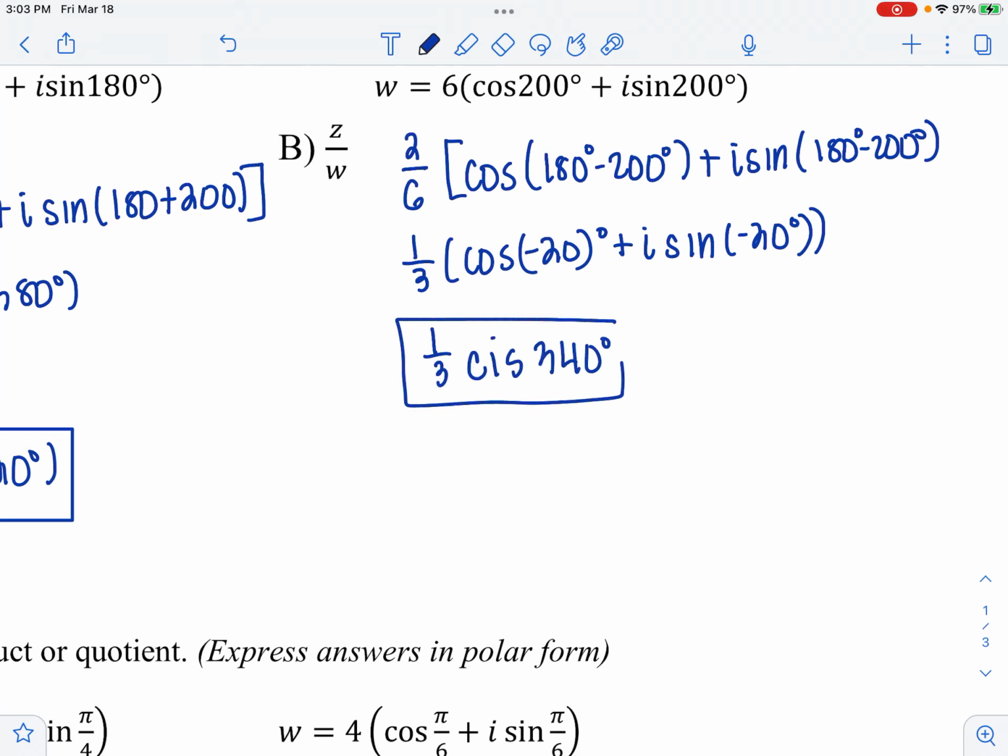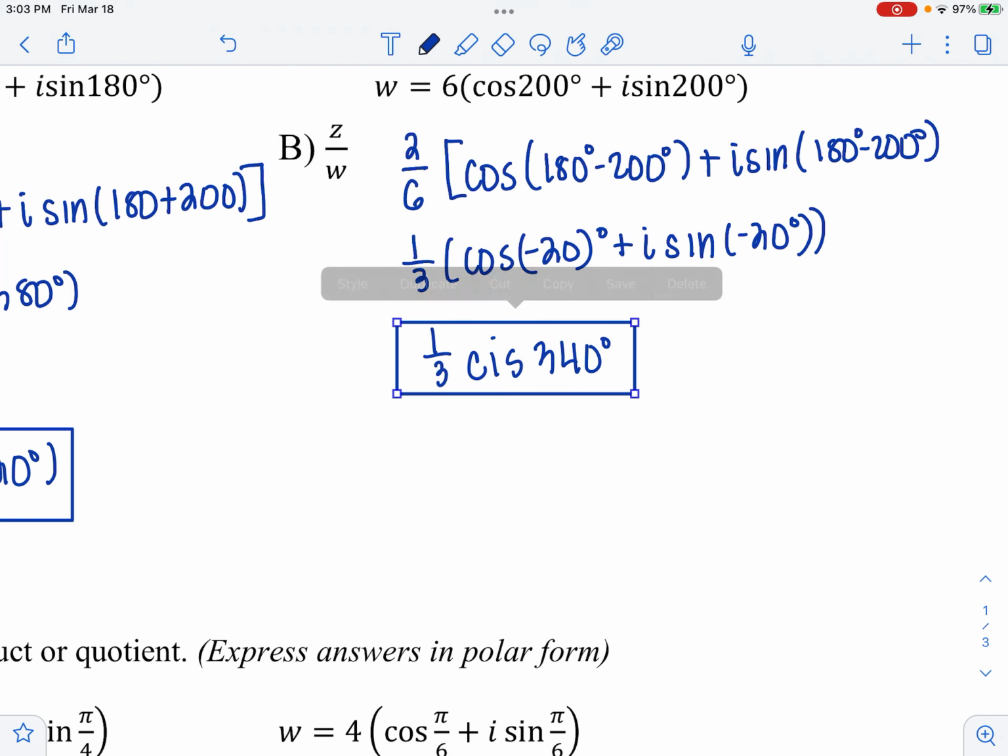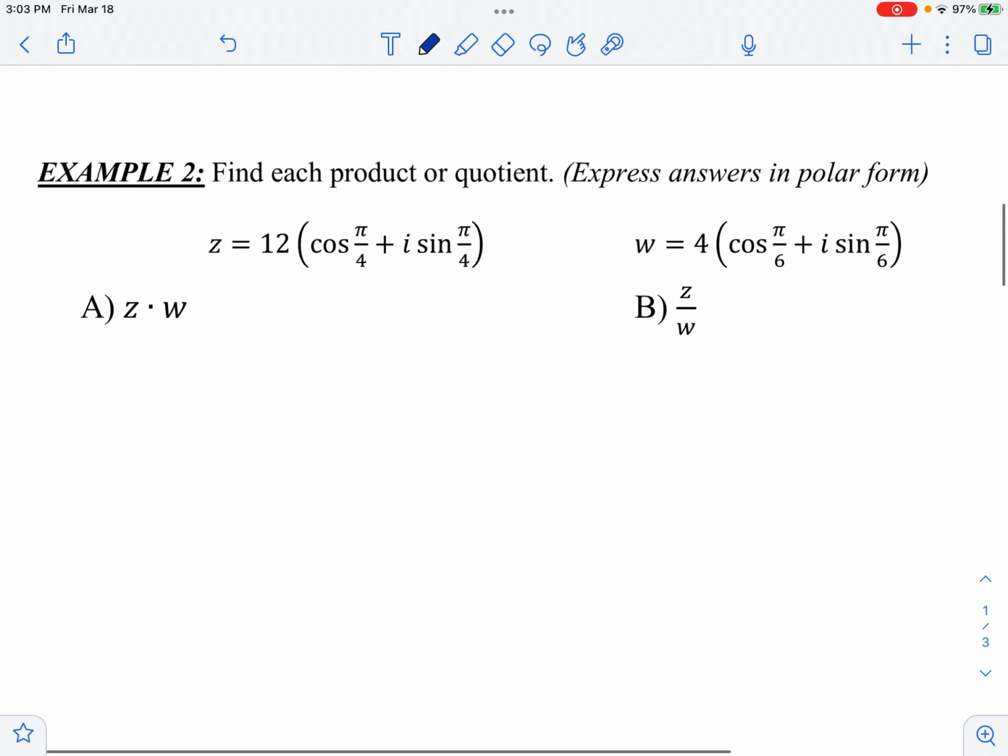What I also want you to notice is that this is still in polar form. Cis form is polar form. The reason I had you leave it in polar form is because we don't know the sine or cosine of 340. All right, next one, find the product or quotient.